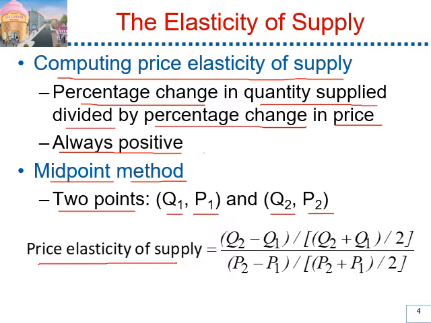So price elasticity of supply is equal to the difference of the quantity, Q2 minus Q1, divided by half of the sum of the quantity, (Q2 plus Q1) divided by 2. Everything divided by the difference of the price, P2 minus P1, divided by half of the sum of the price, (P2 plus P1) divided by 2.